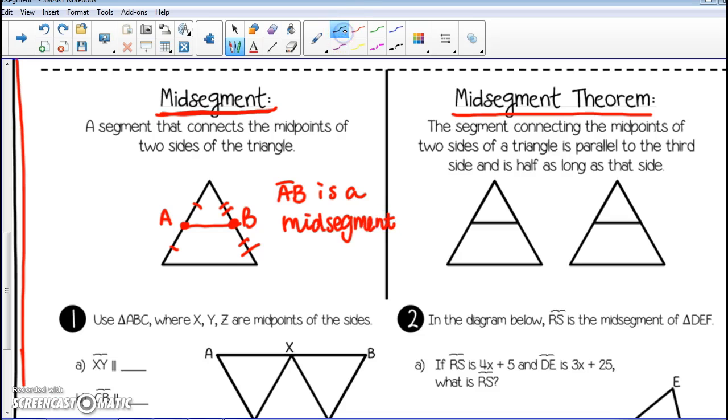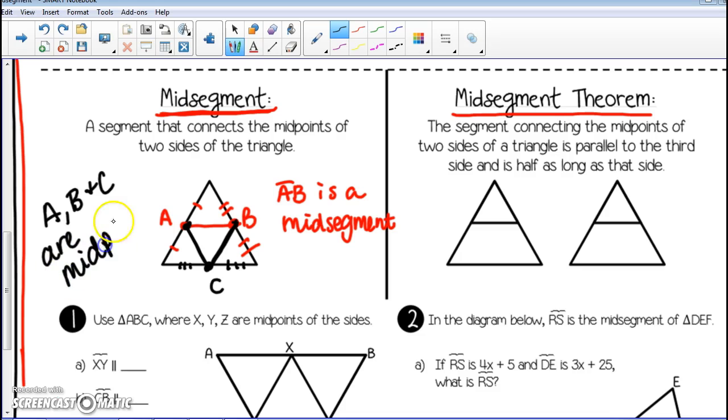And a lot of times we'll find the midpoint of the other side, so we'll have a midsegment on all three sides, and it makes a smaller triangle. So we have midsegments that we can make on all three sides of the triangle. But the important thing is that these are made by midpoints. So A, B, and C are midpoints.